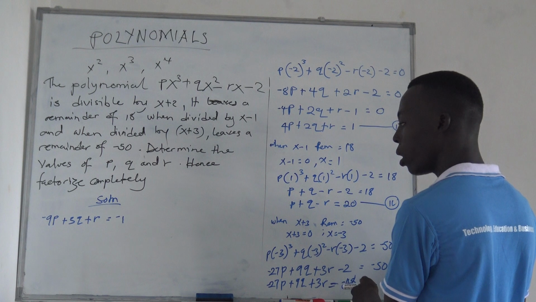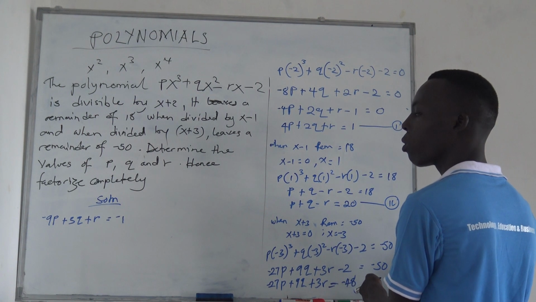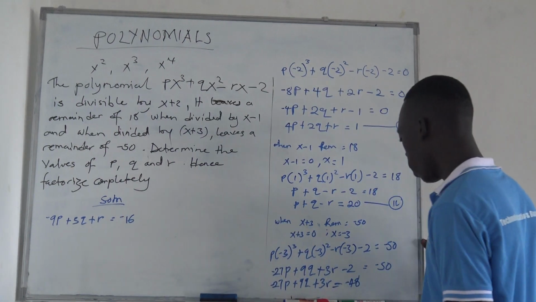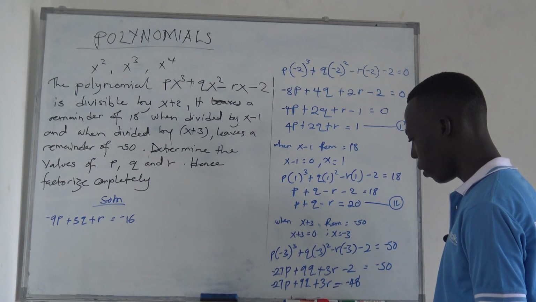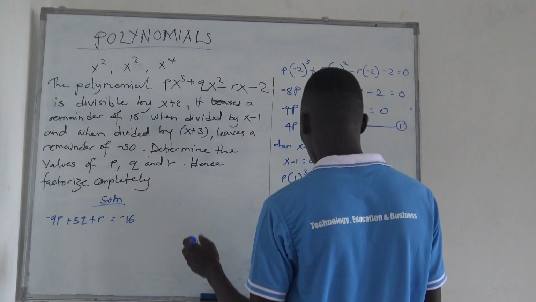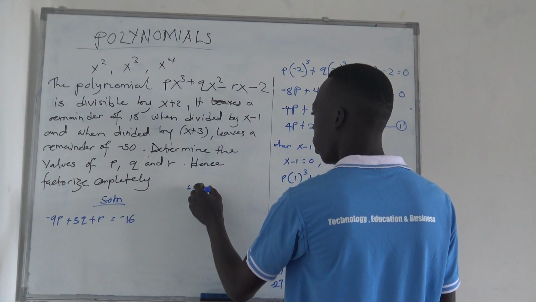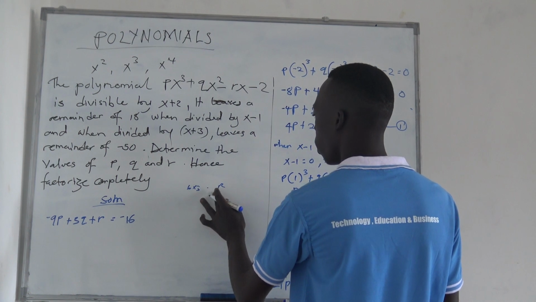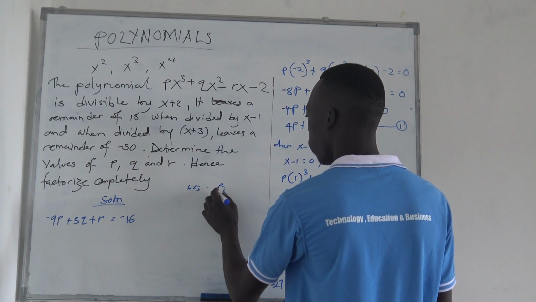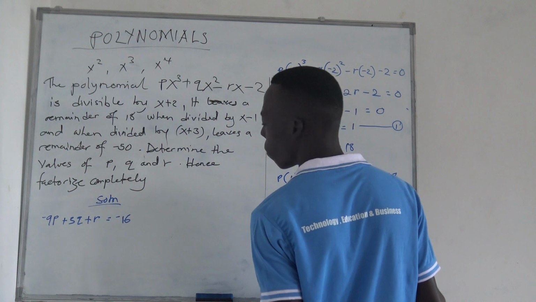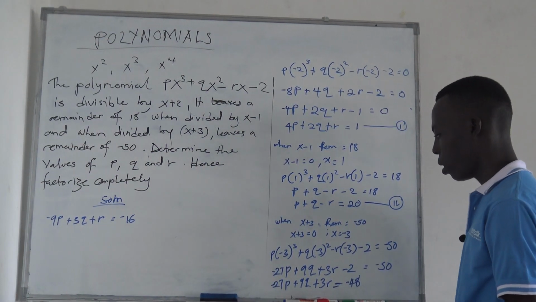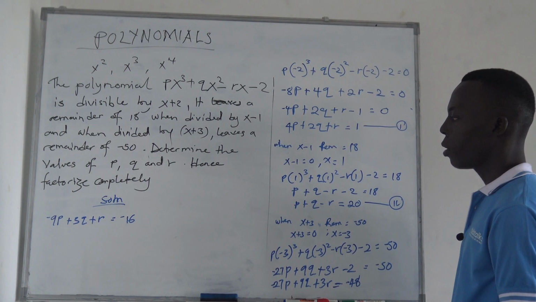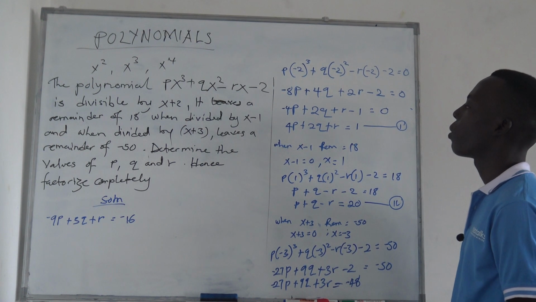So when you divide 48 by 3, that is 1 remainder 18. So 18 by 3 gives us a 6. I think it is true, because when you say 6 times 3, this one gives you 18. So that is what we get out of that when we divide 48 by 3. So after getting that, we have to continue getting now the values of p, q, and r.